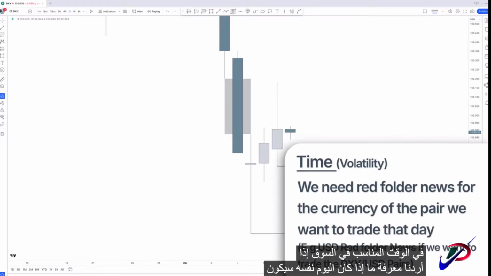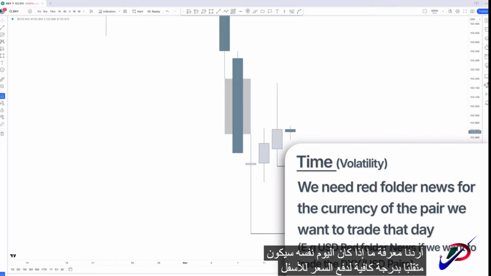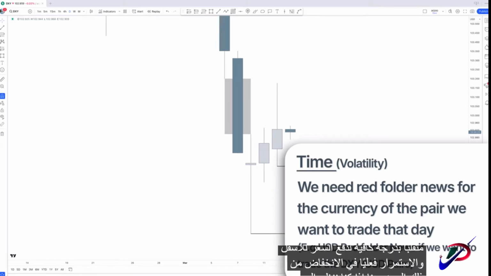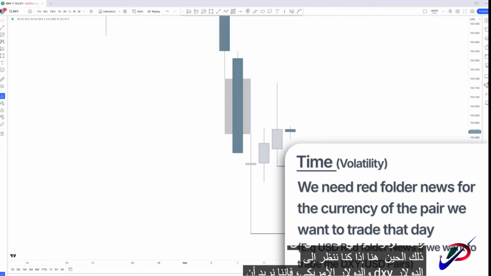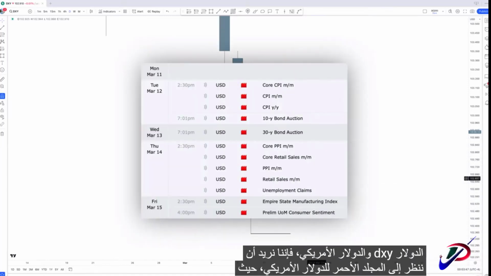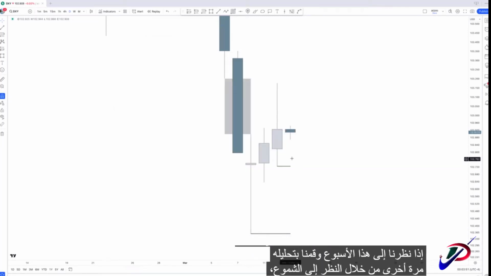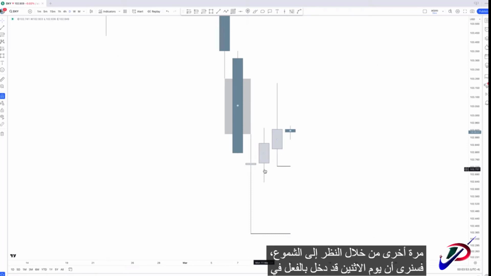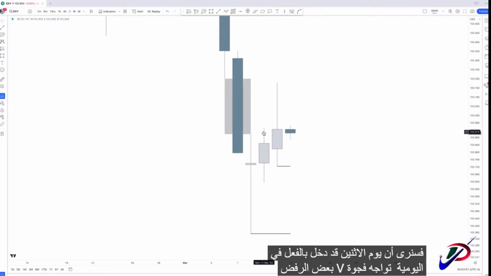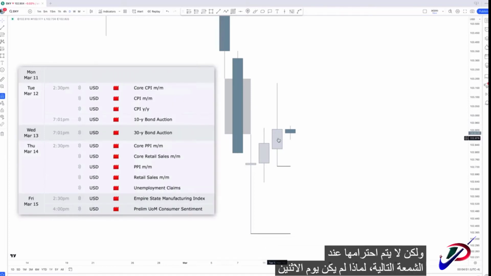If we want to know if a day itself will be volatile enough for price to push lower and to actually continue lower off of that, then here, if we are looking at the dollar, DXY, the US dollar, then we want to look at US dollar red folder news. Where if we look at this week, and we dissect it again by looking at the candles, then we see Monday is already coming into that daily value gap, having somewhat of a rejection, but is not getting respected on the next candle. Why is that?